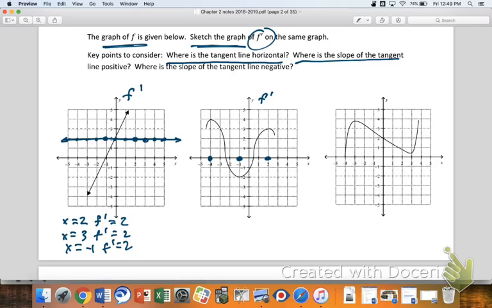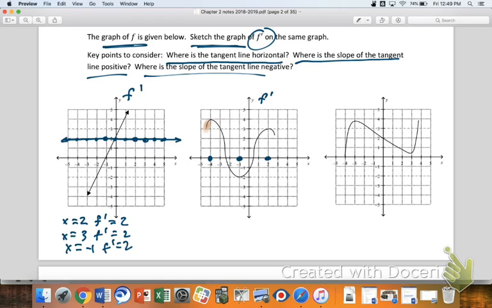I'm also going to ask myself, where is the slope of the tangent line positive, and where is the slope of the tangent line negative? And having those zeros on there is immensely helpful. So I am going to look at this in little segments. I'm going to look at this little part right here.